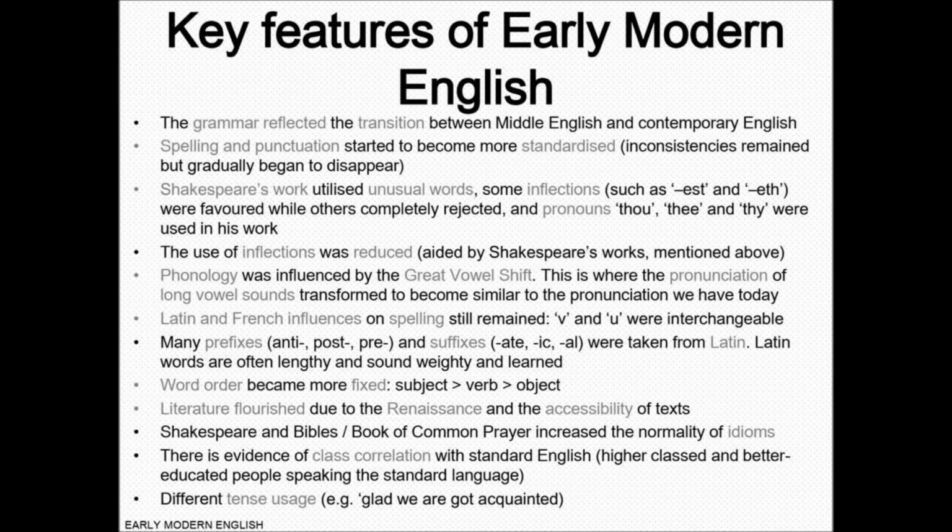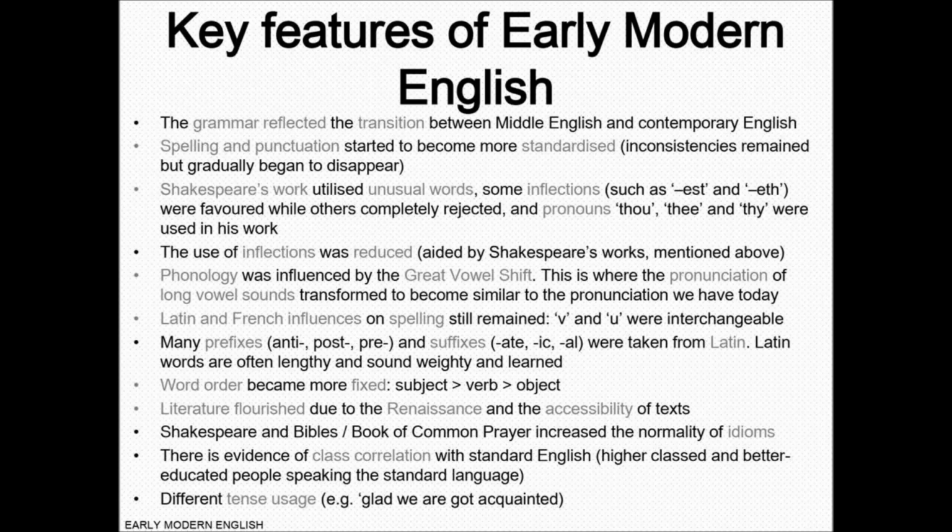Some of the key features of early modern English can be discussed in this context now. The grammar reflected the transition between Middle English and contemporary English. The spelling and pronunciation started to become more standardized. Inconsistencies remained but gradually began to disappear. Shakespeare's work utilized unusual words. As I have already mentioned, some inflections such as est and eth were favored, while others were completely rejected, and pronouns like thou, thee, thy were used in his work. The use of inflections was reduced, aided by Shakespeare's works.